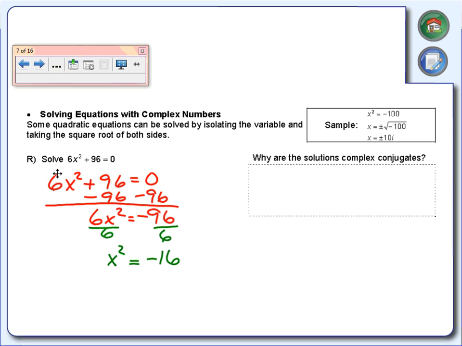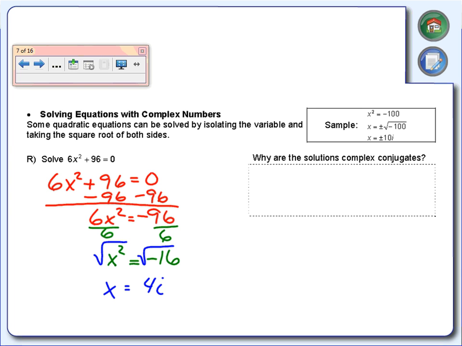So I got to undo the square. And the opposite of squaring something would be to take the square root. So what I'm going to do is take the square root of both sides. Remember, whatever you do to one side of the equation, you got to do to the other. So I'm taking the square root of a negative 16. What's the square root of a negative 16? 4 what? 4i.